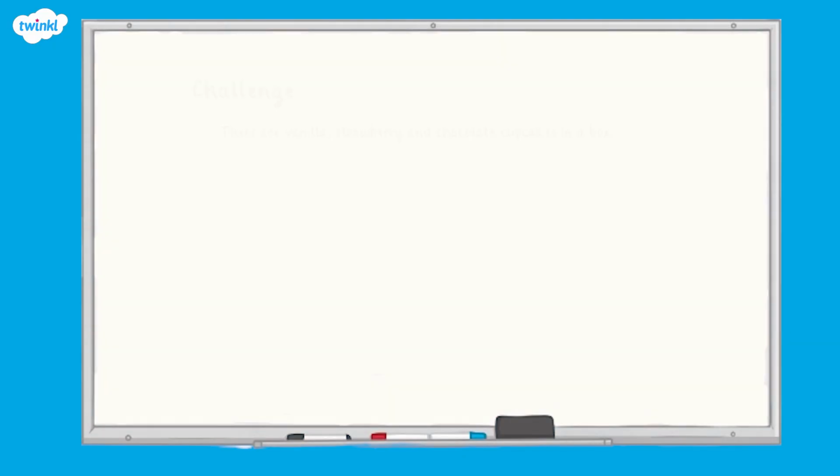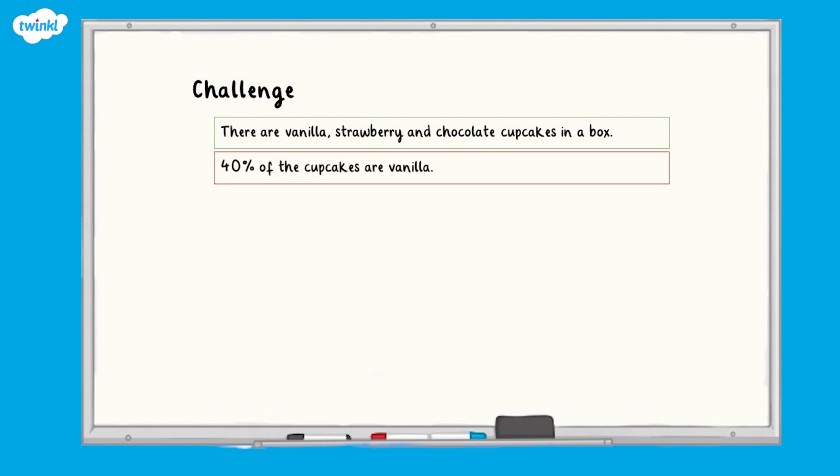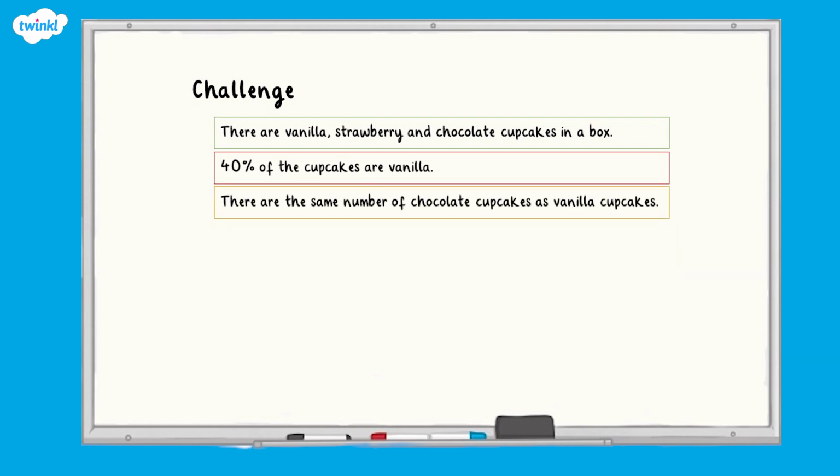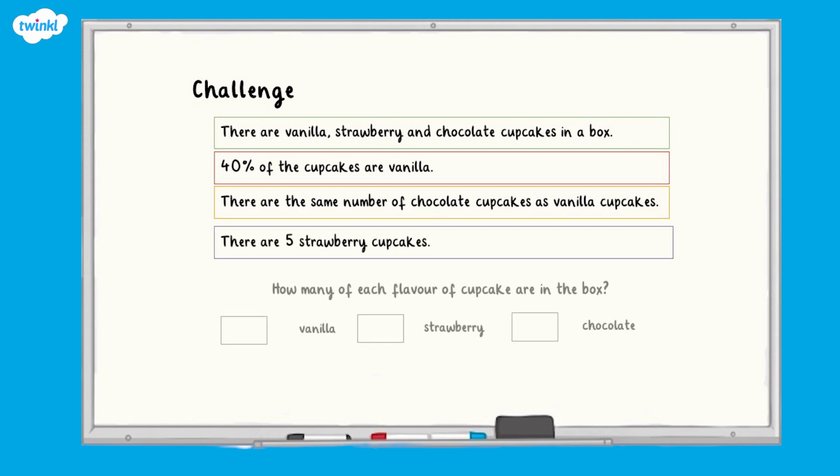Now it's time for a challenge. Use the bar model to help you to solve the problem. Read each of the pieces of information carefully, then pause to work out your answer. There are vanilla, strawberry and chocolate cupcakes in a box. 40% of the cupcakes are vanilla. There are the same number of chocolate cupcakes as vanilla cupcakes, and there are 5 strawberry cupcakes. How many of each flavour of cupcake are in the box?